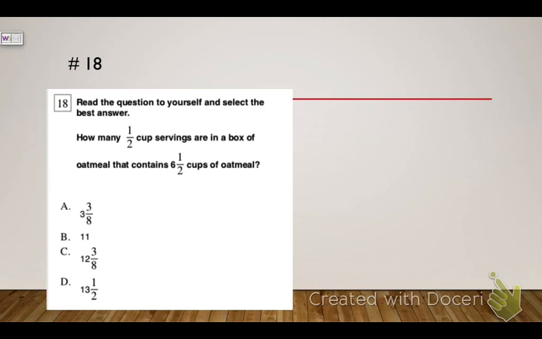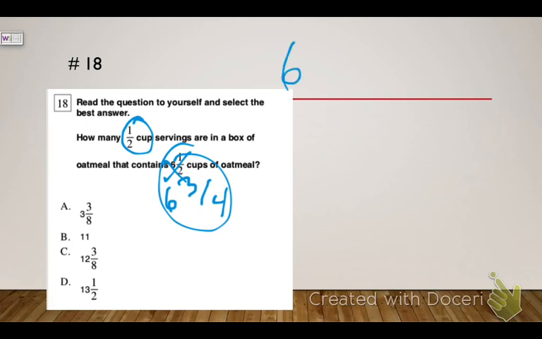And number 18, probably the one question that was missed more often than any other. And by the way, that should be 6 3/4, and that is my error. So we want to know how many 1/2 cup servings are in a box of oatmeal that contains 6 3/4 cups. We want to divide. Anytime you want to find out how much of this we can get out of that, it's a division process. Some of us did that, but we just got messed up with our thinking.